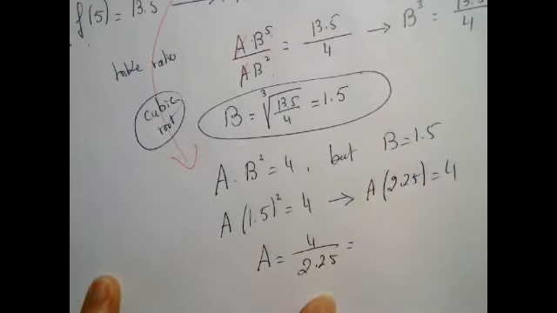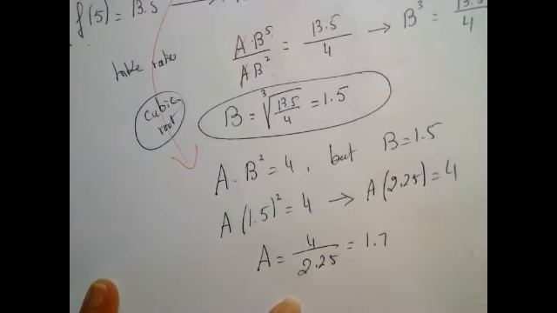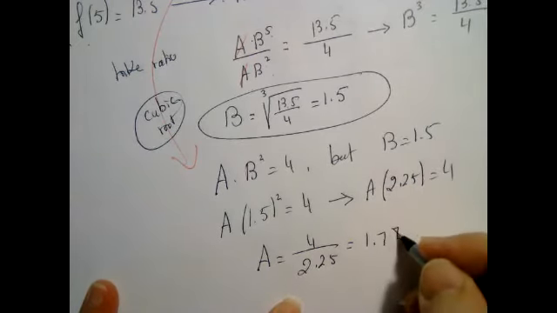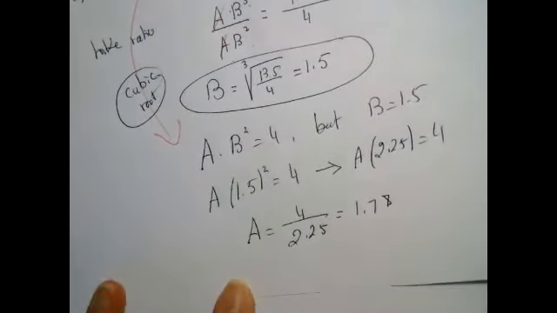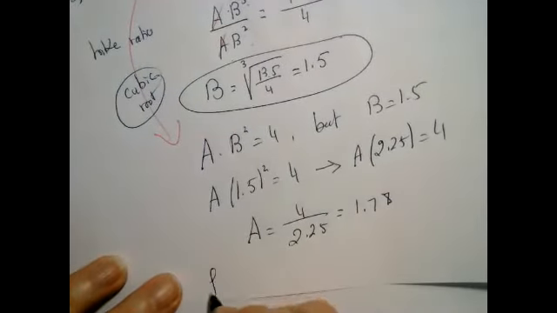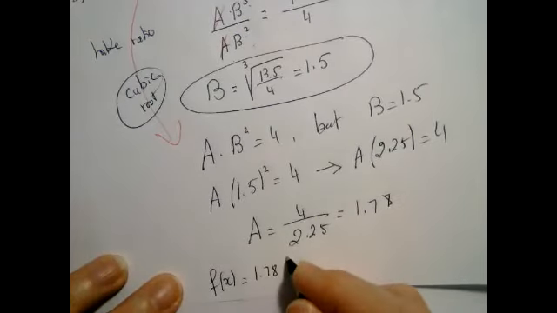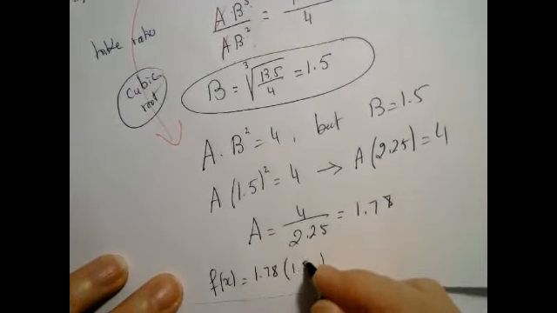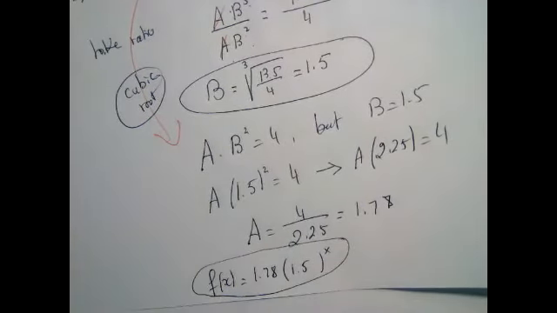I don't know how much you guys are getting. I'm getting 1.78. Okay, just round it to the second decimal place. So this will give me that my function has the form 1.78 times 1.5 to the power x. Okay, and then you can check your answer the same way I've been checking over and over.